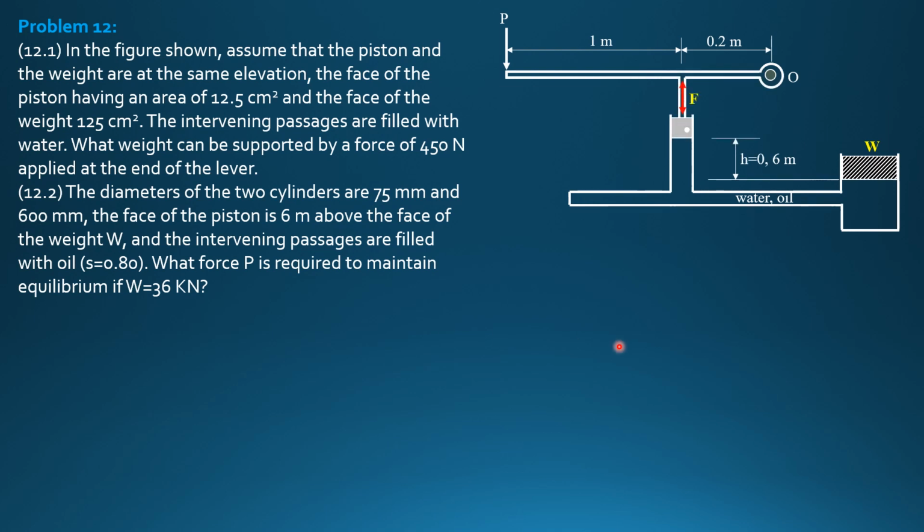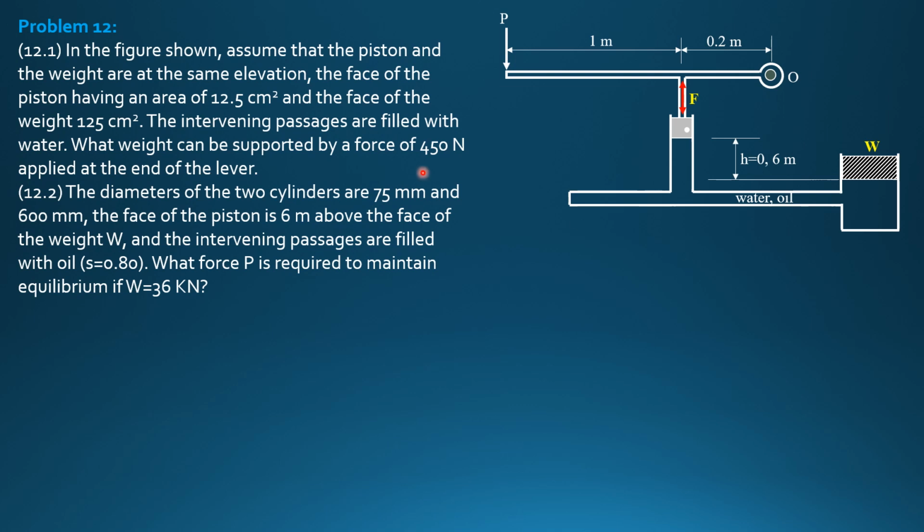So there are two situations here. The first is, that's why I put here for the first case H is 0, so they are at the same level. If they are at the same level, then the pressure at the underside is the same because we have the same liquid, homogeneous liquid, and they are at the same level. So pressure at the piston is equal to pressure under the weight. That's the analysis for the first part.